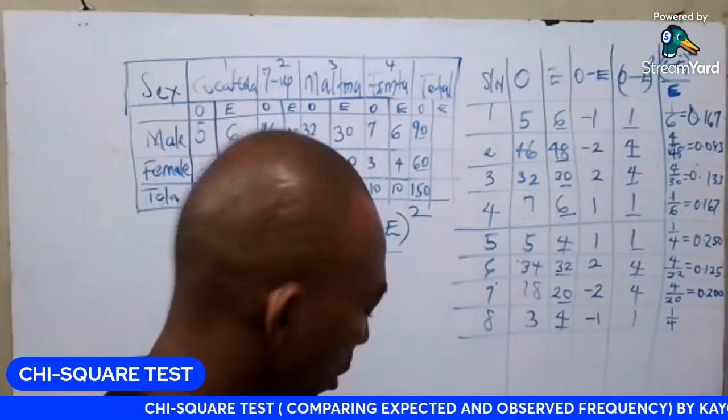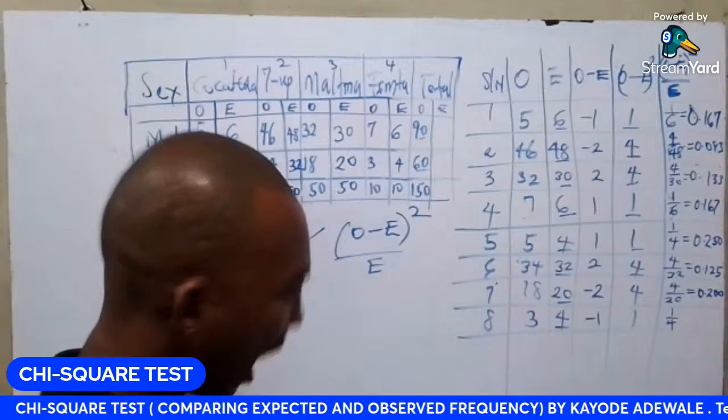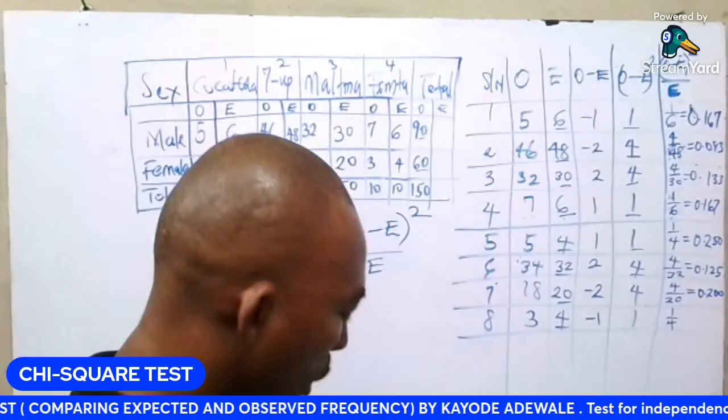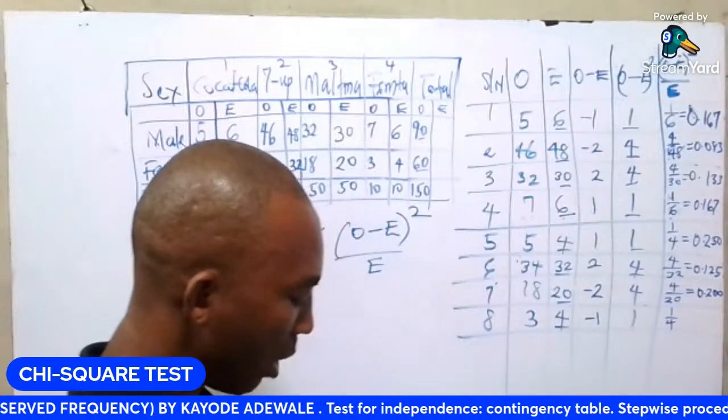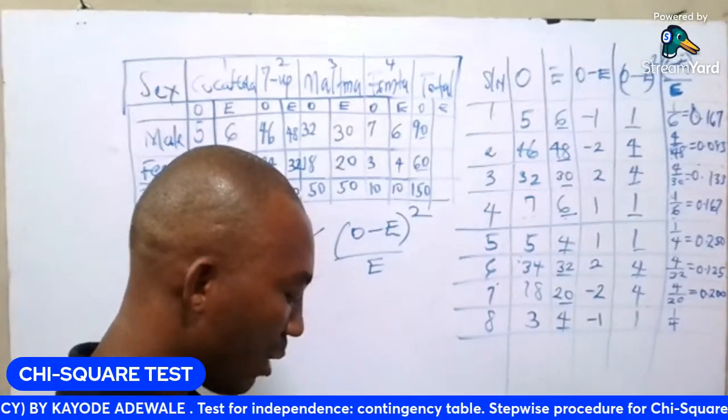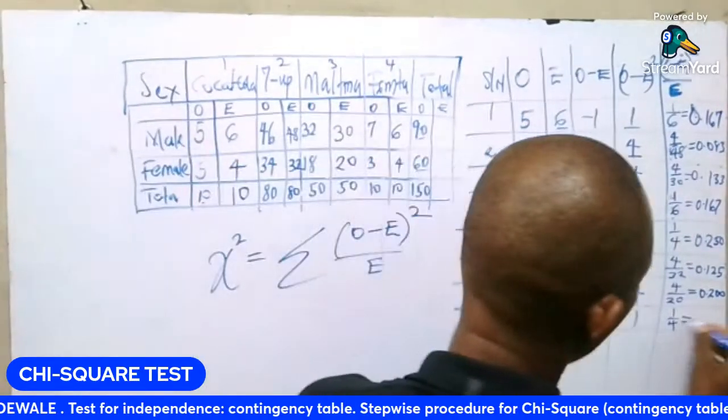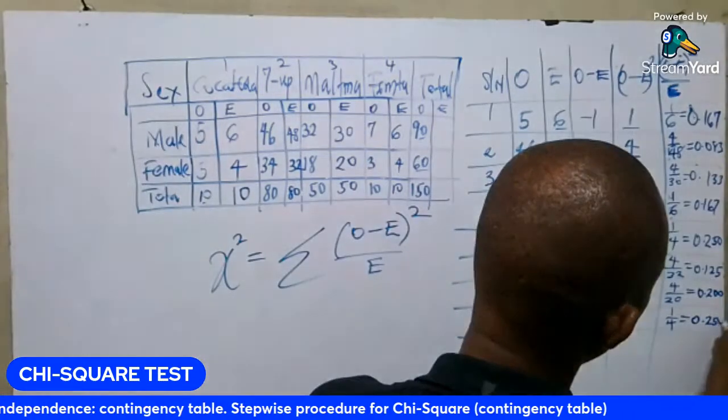So the last one, which is 1 divided by 4. 1 to be divided by 4. That will give us 0.25. So that will give us 0.250.